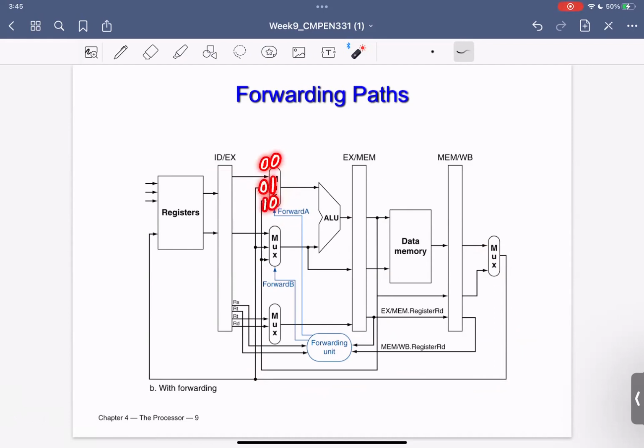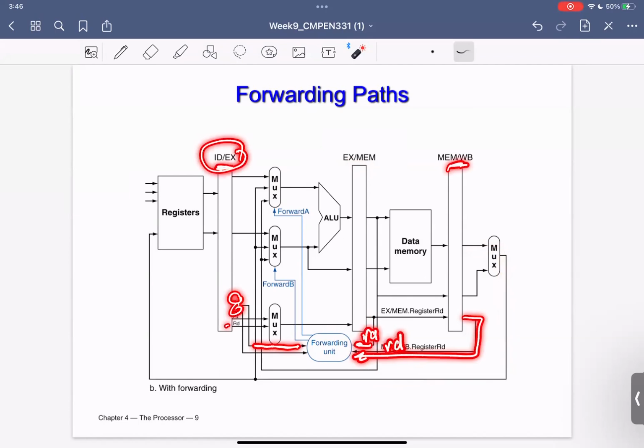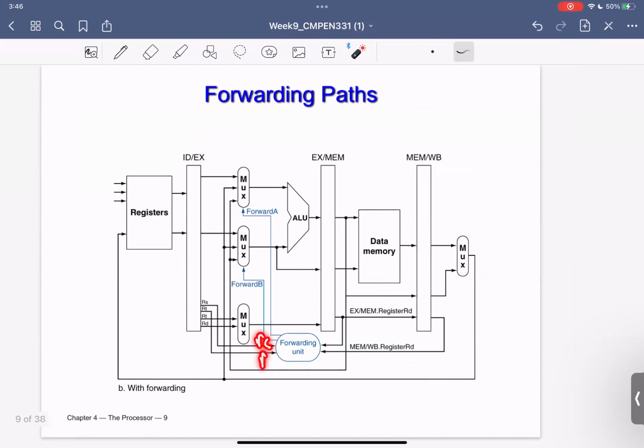For instance, I can easily think that this will be 0,0, this will be 0,1, and this will be 1,0. And this, for my forwarding unit, will detect the output of my EX/memory register and the output of my memory/write back registers to the RS and RT of my ID/EX. So here I'm checking the RD with the RS and RT. If each of them are equal, then I will decide which one I will pass.